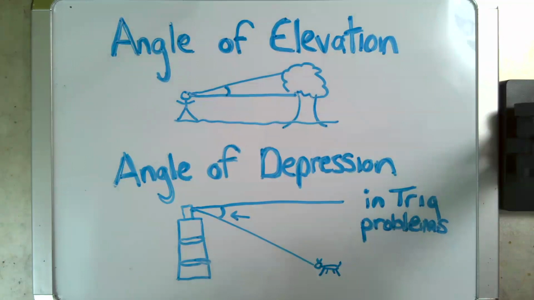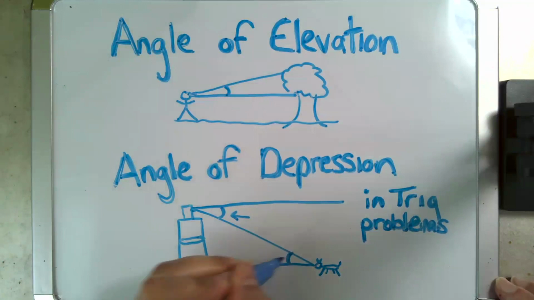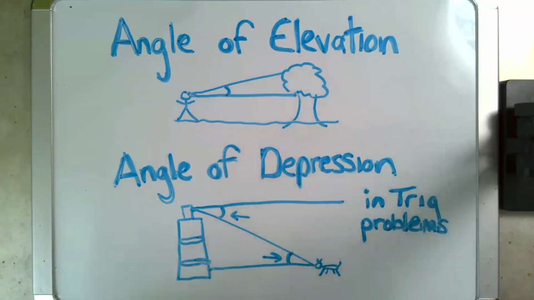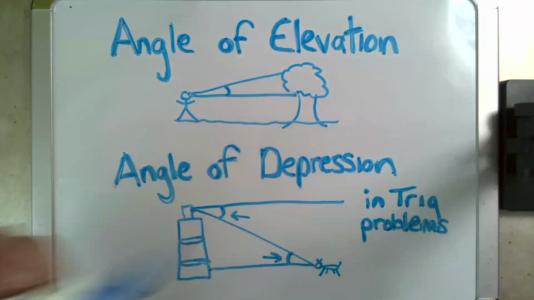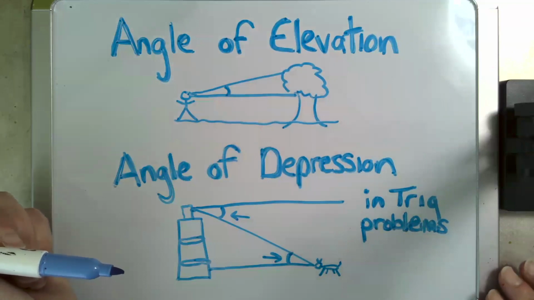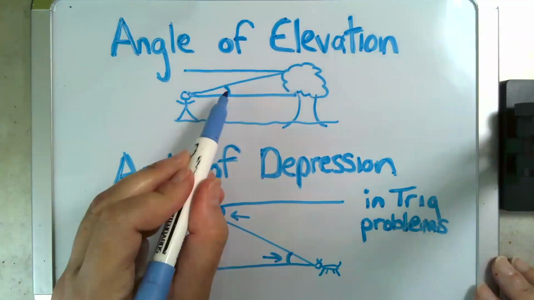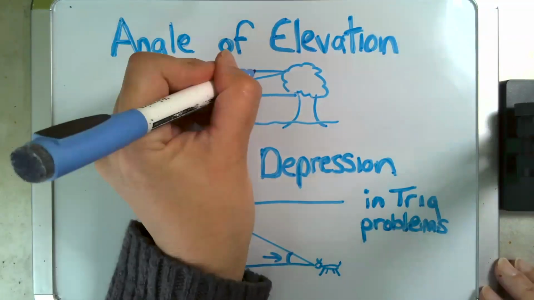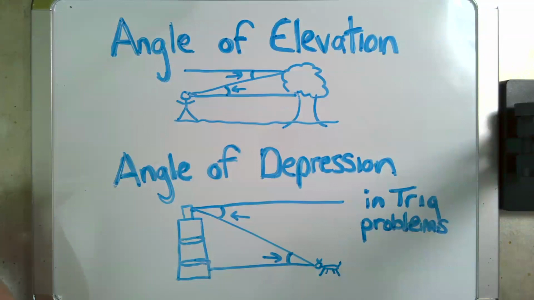But what I want you to notice is that the angle of depression is the same thing as the angle of elevation, because if I draw my parallel line down here at the ground, alternate interior angles tell me that those two are the same. Same thing here. If I've got my angle of elevation, but I draw my parallel line of horizon above it, alternate interior angles tell me that those two are the same.